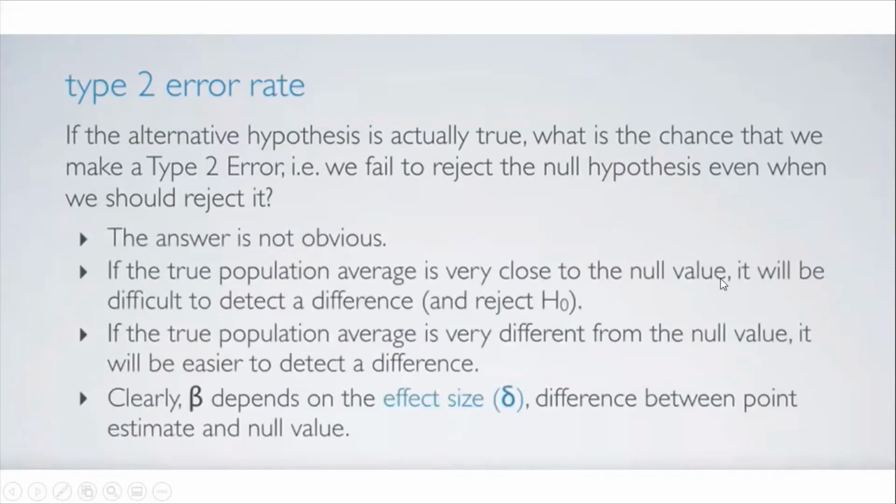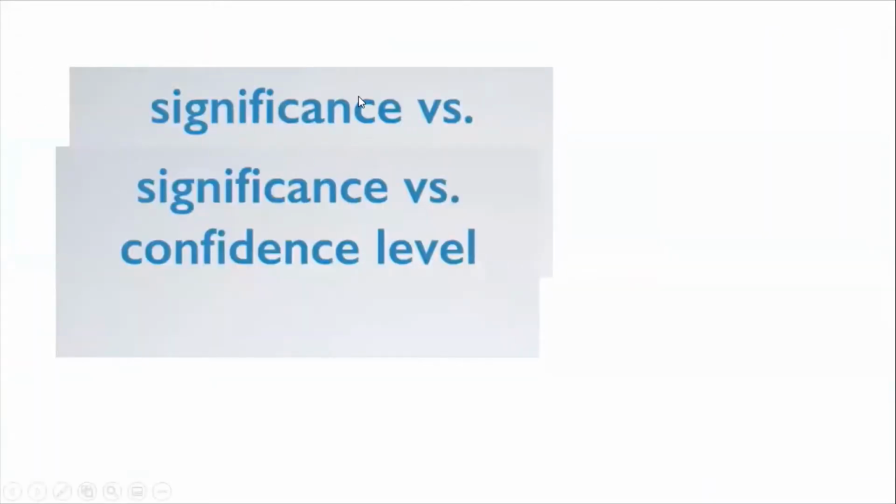And it is not obvious, right? Clearly beta depends on the effect size, the difference between the point estimate and the null value, which we only get afterwards, after we collect the data and finish the study. So that's why we can only assess the type 2 error rate and power afterwards, whether the power we have is the power we want, or whether the type 2 error rate we have is what we want. So I will quickly go through this.